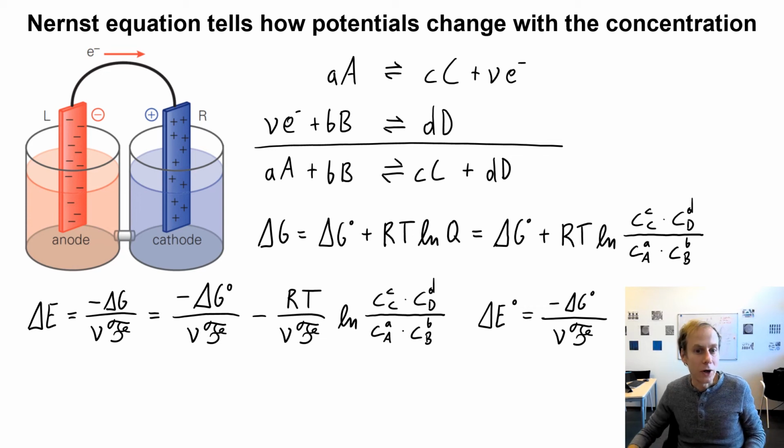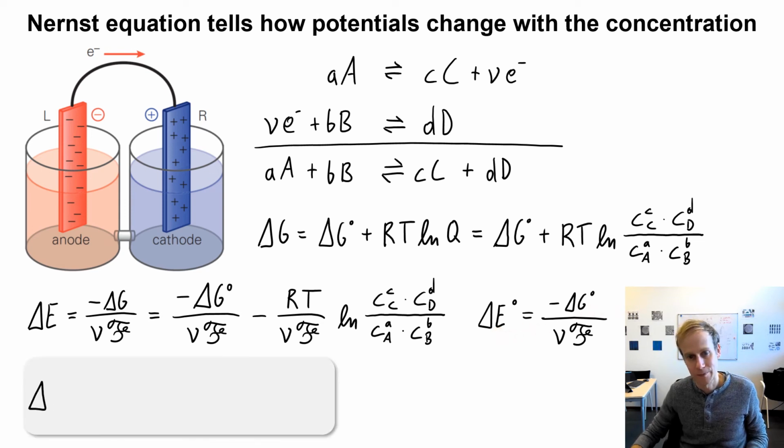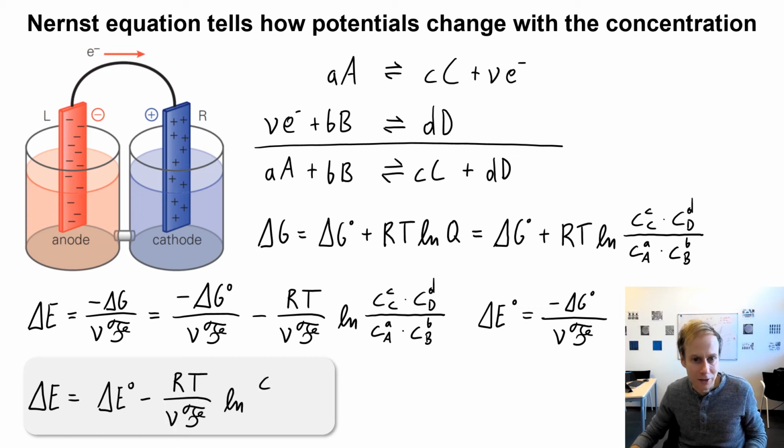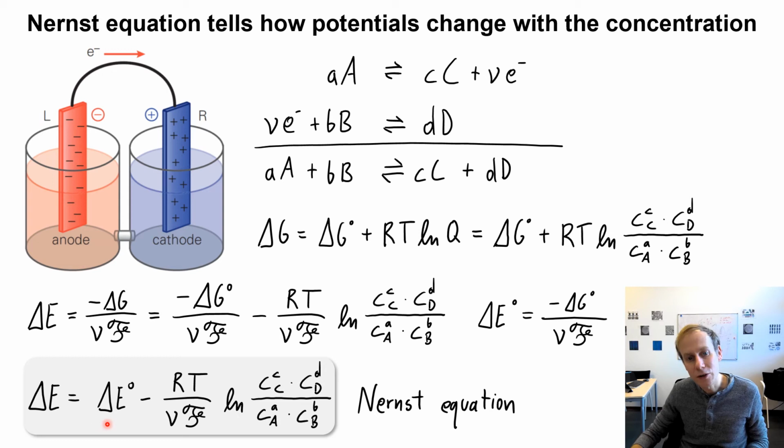So we do know that the standard cell potential is given by the standard free energy change. And then we can plug that simply in here for the standard free energy change. Just the standard cell potential minus that concentration dependent potential. Now that is known as the Nernst equation. That gives you the dependence of the cell potential when it's not at equilibrium.